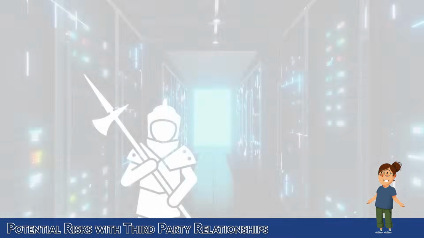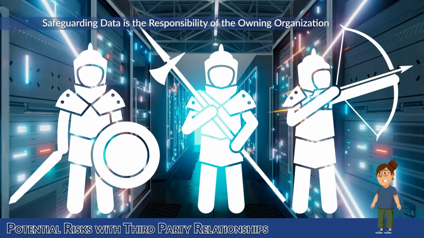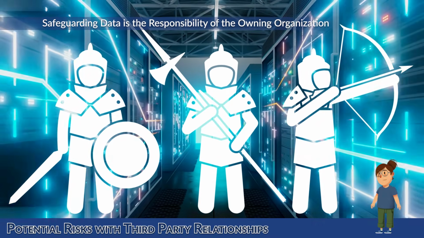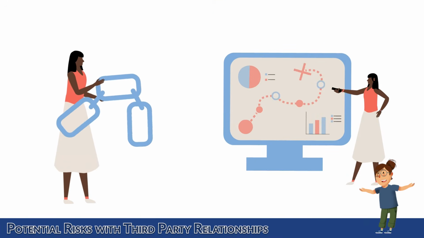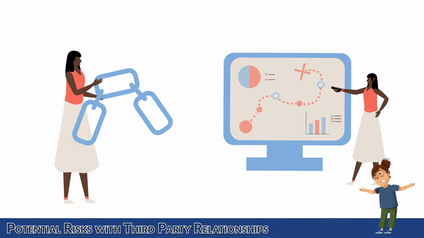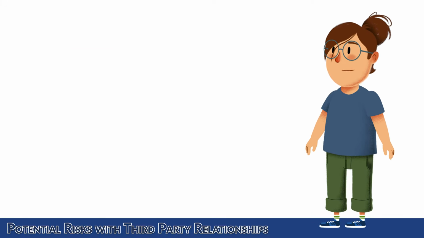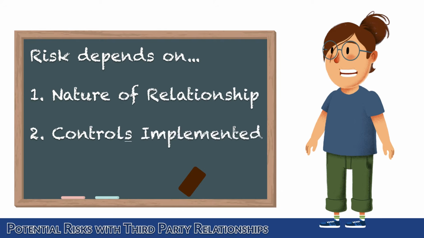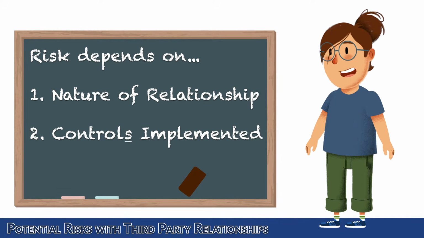Although third parties have some responsibility in safeguarding the organizational data, it's the responsibility of the owning organization to ensure that a third party is safeguarding their data and their customers' data appropriately. An organization is only as strong as its weakest link, which may be their third party. The risk of doing business with a third party depends upon the nature of the relationship between an organization and the third party, as well as the controls implemented by said third party.